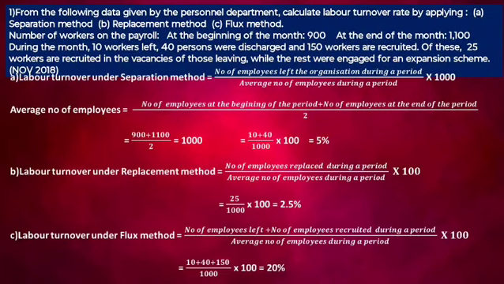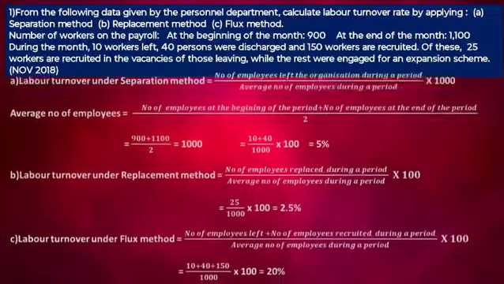Third one, labor turnover under flux method. I have told you to mark both the number of employees left and the number of employees recruited. So you get 10 plus 40 plus 150 divided by 1000, that is the average number of employees during a period, into 100, you get 20%. So the answer for the flux method is 20%. Hope you understood the methods of labor turnover for calculating. Next we move on to one more problem.